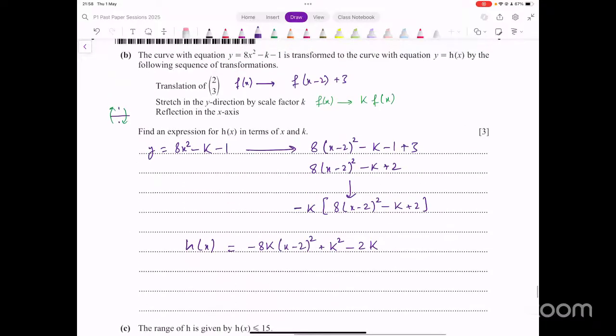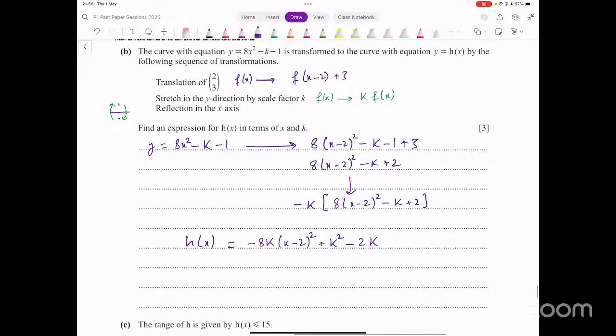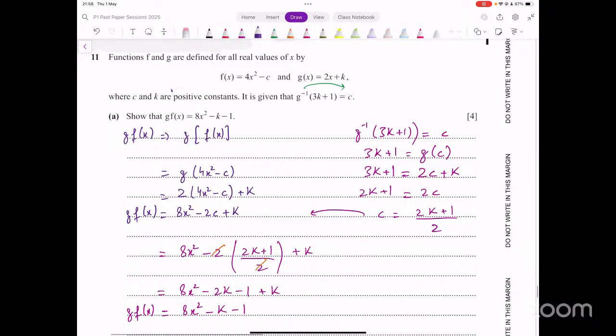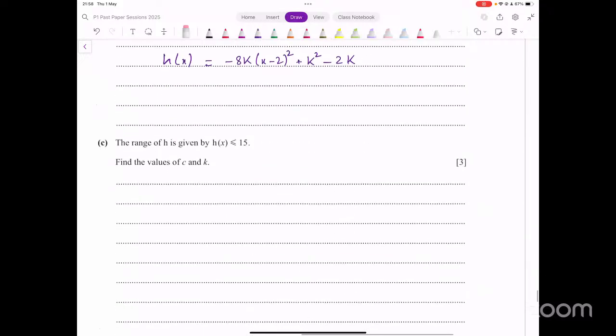Do we know anything about k? Is that a positive number or a negative number? Okay, k is a positive number. If k is a positive number, what that means is the coefficient of x squared, minus 8k, is going to be a negative number. So what is the shape of this quadratic function going to look like? It's going to be an n-shaped curve. This is what h of x would look like, right?